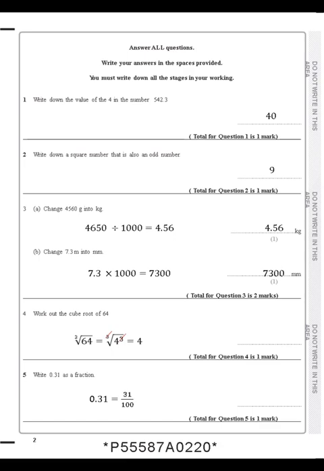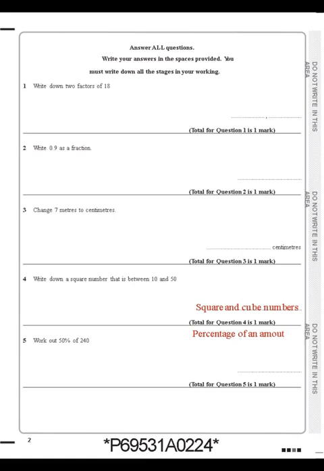Question 5. Write 0.31 as a fraction. So in your calculator, put 0.31, click equals. This will give you the fraction 31 out of 100. Write down 2 factors of 18. So you could pick any 2. Could be 2 and 9, or 3 and 6, or 1 and 18 as your answers.